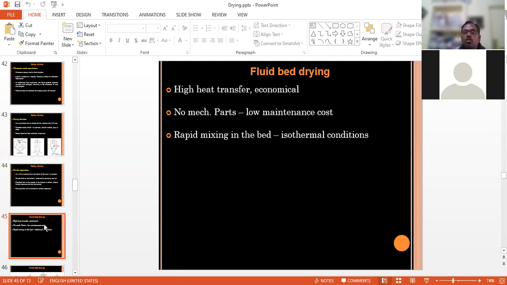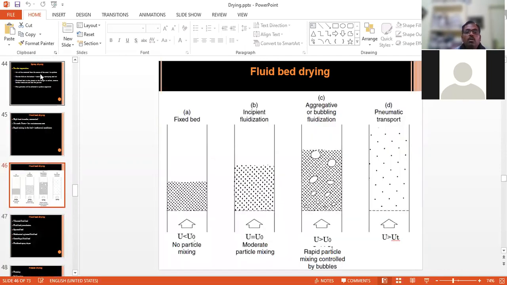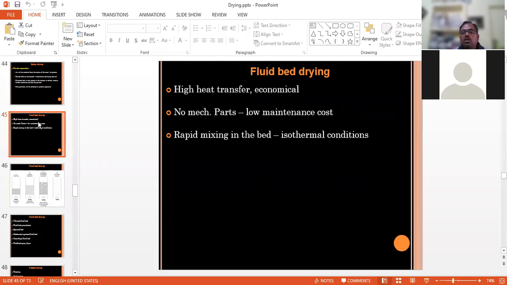Another one is fluidized bed drying. We will discuss fluidized bed drying. You already hear the name. It is best suited for drying of grains, vegetables, and some fruits also. Fluidized beds have high heat transfer. They are economical, with no mechanical parts. It has low maintenance cost and rapid mixing in the bed. Isothermal conditions are actually required.